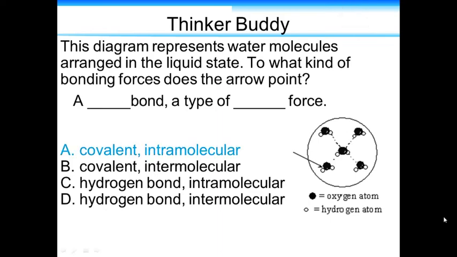As it's pointing to a region within one molecule, not between two molecules, we're talking about a covalent bond, which is an intramolecular force.